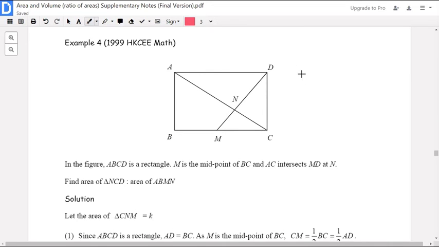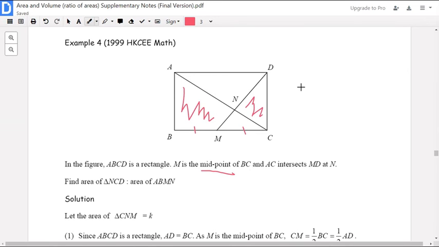Example 4, which comes from a 1999 HKCE Maths MC question. In the figure, ABCD is a rectangle. M is the midpoint. Look at the word midpoint here. That is, the ratio of BM to MC is 1 to 1. MD and AC intersect at N. Now I want to find the area of NCD to the area of ABMN, this quadrilateral.